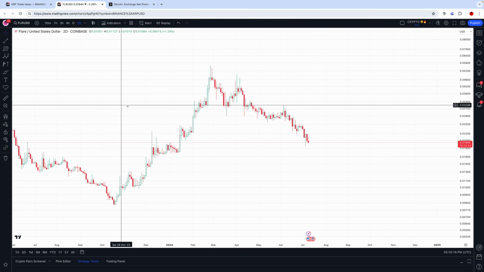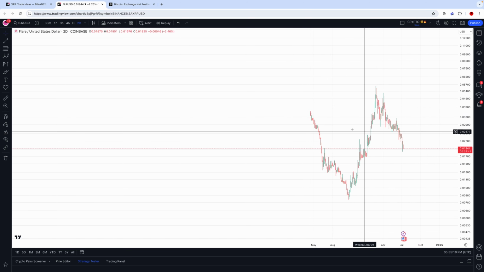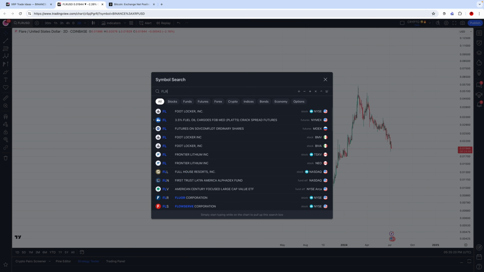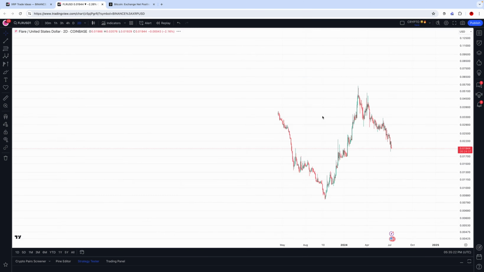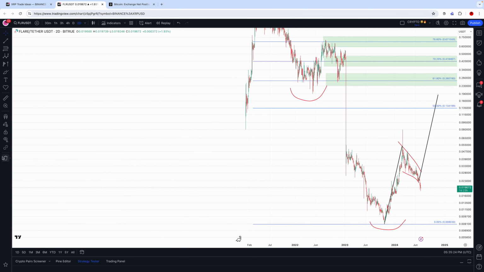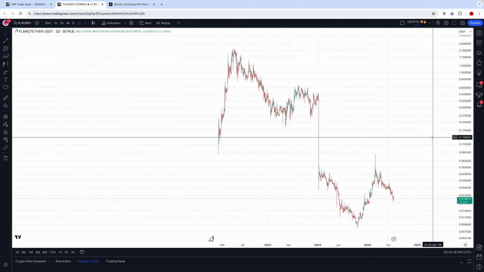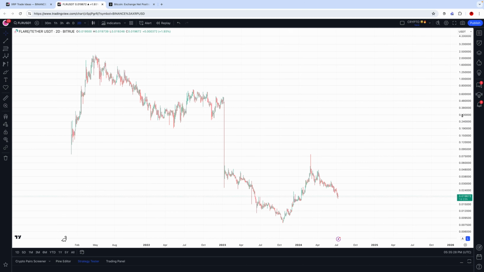Let's take a look at Flare over here, and I'm very bullish on Flare. I'm going to show you why I'm bullish. So let's go to Flare here on the BitTrue chart, and the reason we're going to go on the BitTrue chart is just so we can get a better understanding of the macro perspective.